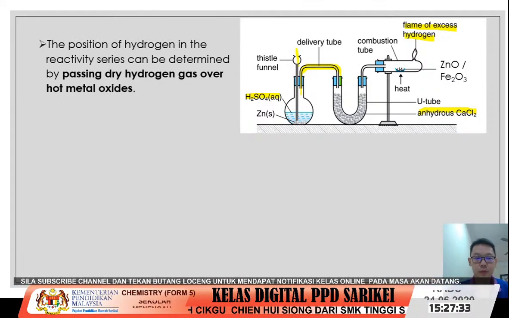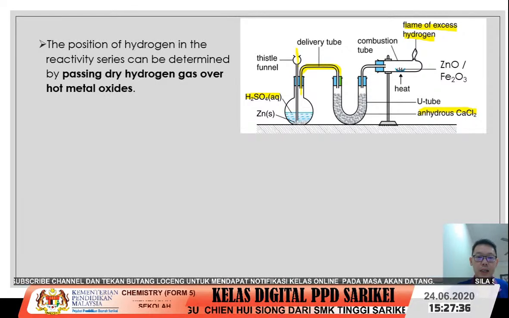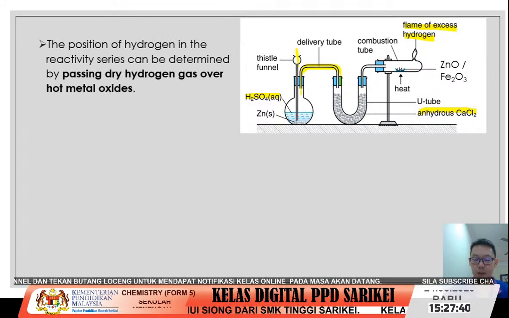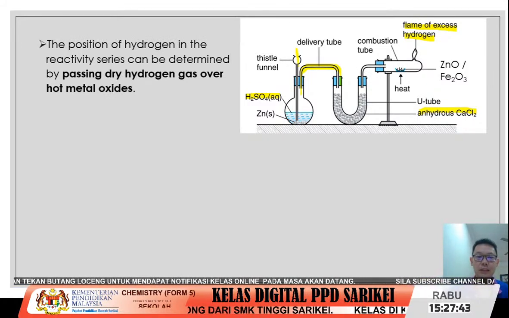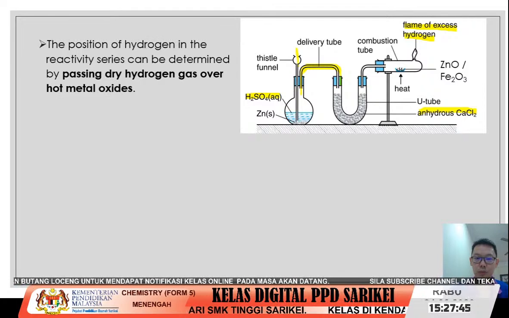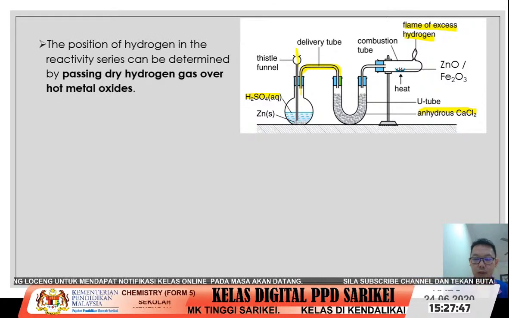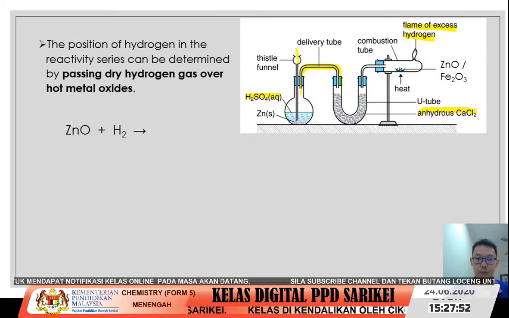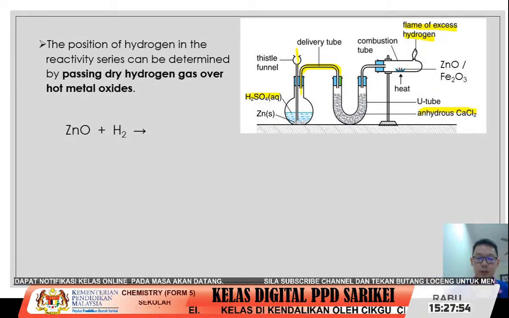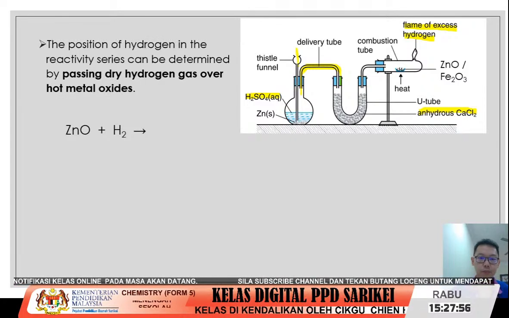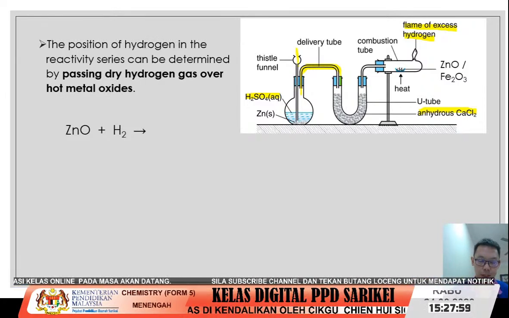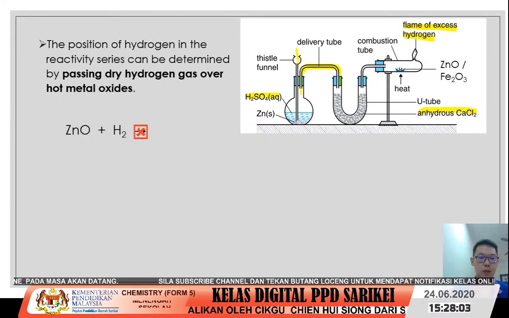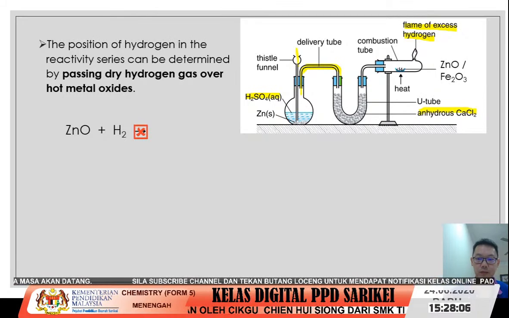By passing the dry hydrogen gas over the hot metal oxide, if the reaction occurs, that means hydrogen is able to displace the metal from the metal oxide. This indicates that hydrogen is more reactive than the particular metal. So let's see. When we pass the hydrogen gas over the hot zinc oxide, no visible changes occur. So we know hydrogen is less reactive than zinc.